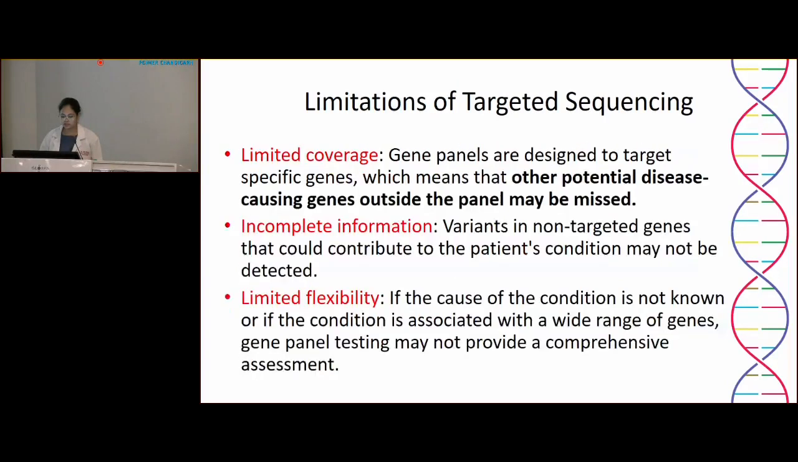However, there are some limitations as well. Since the panel contains only a specific number of genes, other potential disease-causing genes outside the panel may be missed. Variants of non-targeted genes that could contribute to the patient's condition may not be detected. And it has limited flexibility, meaning when you design a panel and in the literature some gene is reported to be associated with that particular condition, it is difficult to add a gene to the already existing panel.